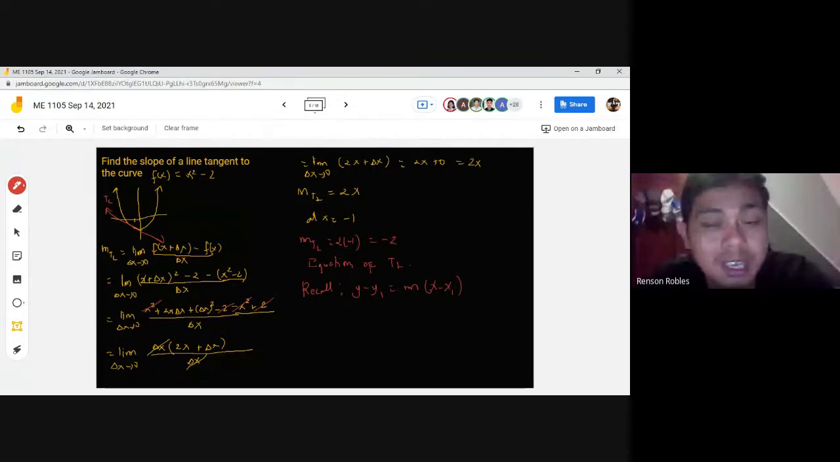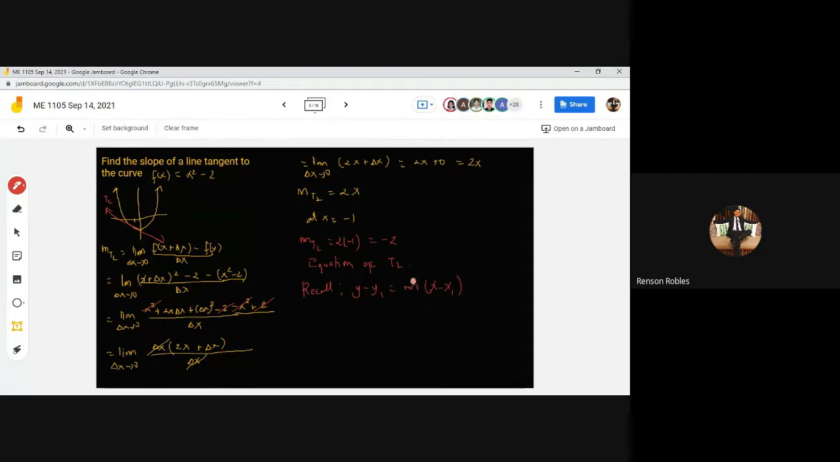So now, we already have our slope m, but we don't have a point. At x equals negative 1, then what would be the y? So y equals negative 1 squared minus 2, and that is negative 1. So the point that we are looking for is negative 1, negative 1.